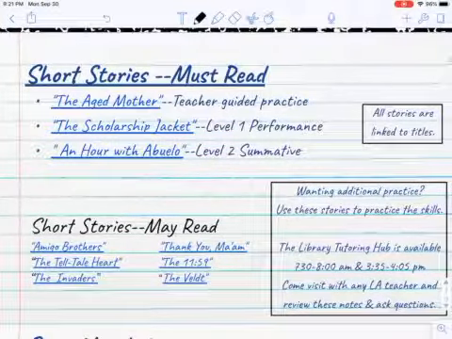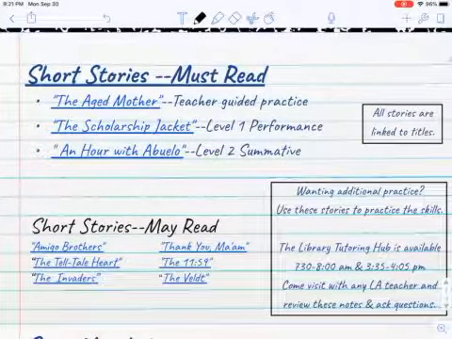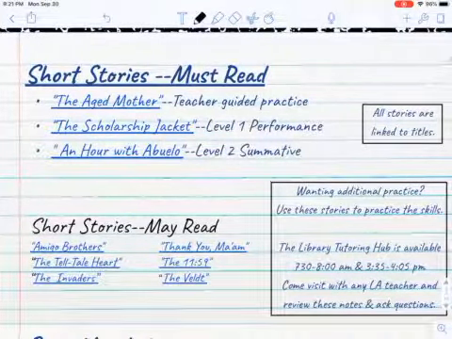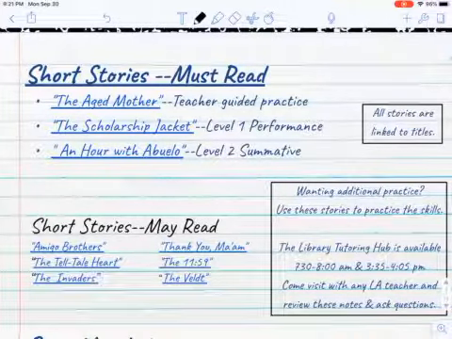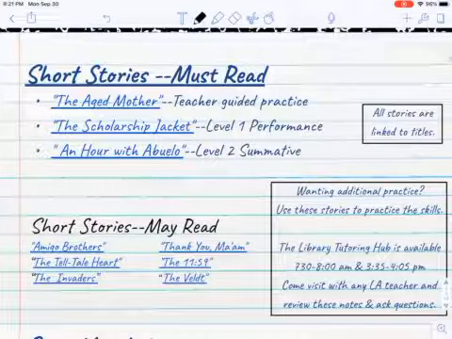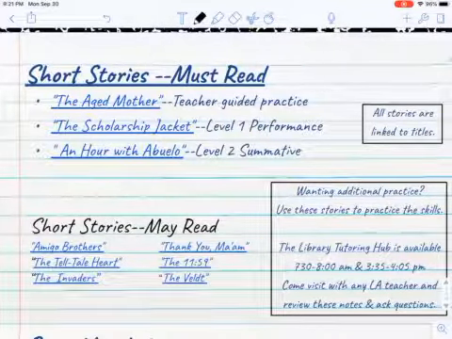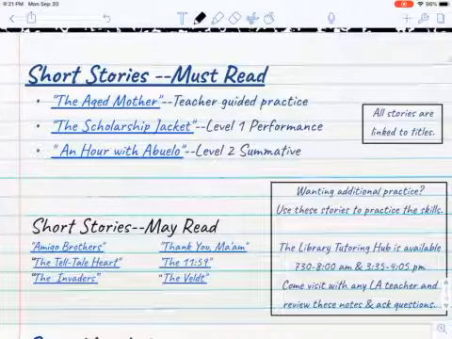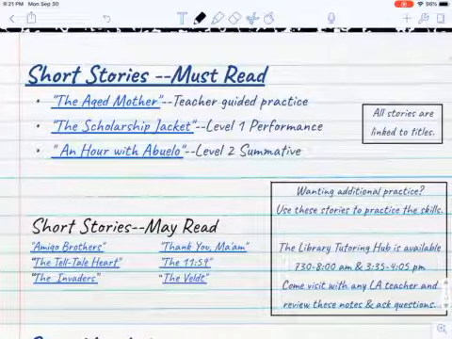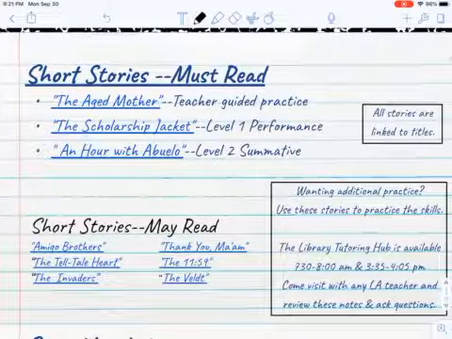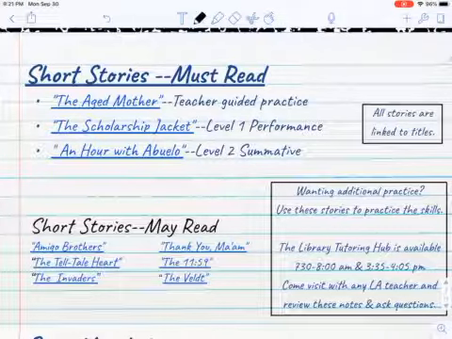First, just a review. We have gone over 3 different stories. The Aged Mother, we talked about in class. The teacher guided you through this lesson and taught many skills. The Scholarship Jacket was another story that we talked about frequently in class. There was a quiz on Friday, and this was a level 1 performance grade. This Friday, we have a level 2 summative assessment coming up.